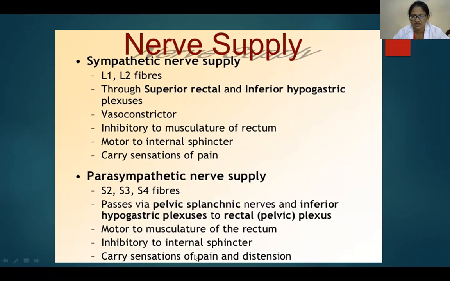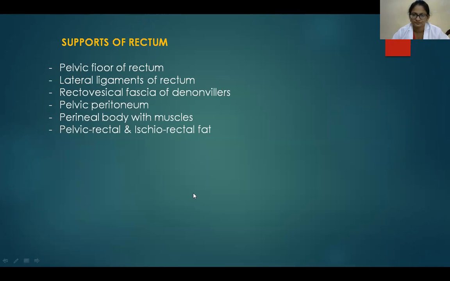It carries the sensation of pain and distension of the rectum through the parasympathetic nerve supply, carried by S2, S3, S4 fibers.